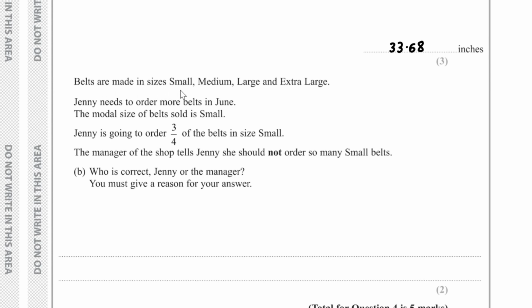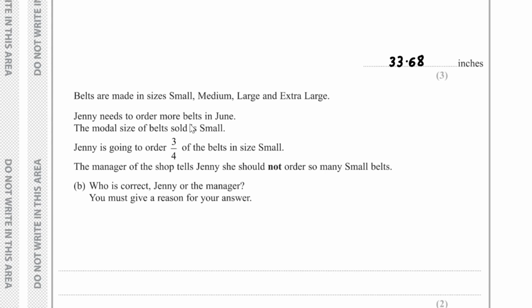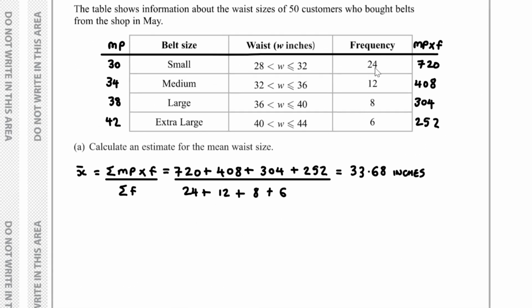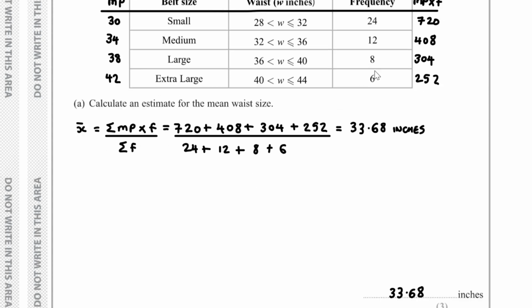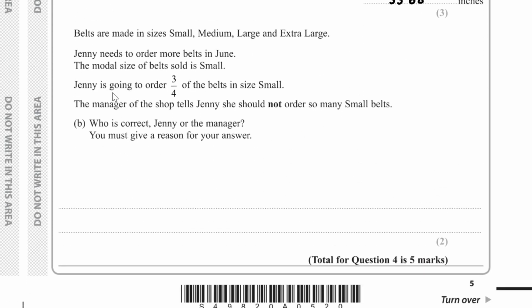Now for part B of the question, belts are made in sizes small, medium, large and extra large. Jenny needs to order more belts in June. The modal size of belts sold is small, and that of course is confirmed by the frequency as shown here. Jenny is going to order 3/4 of the belts in size small. The manager of the shop tells Jenny she should not order so many small belts. Who is correct, Jenny or the manager? You must give a reason for your answer.